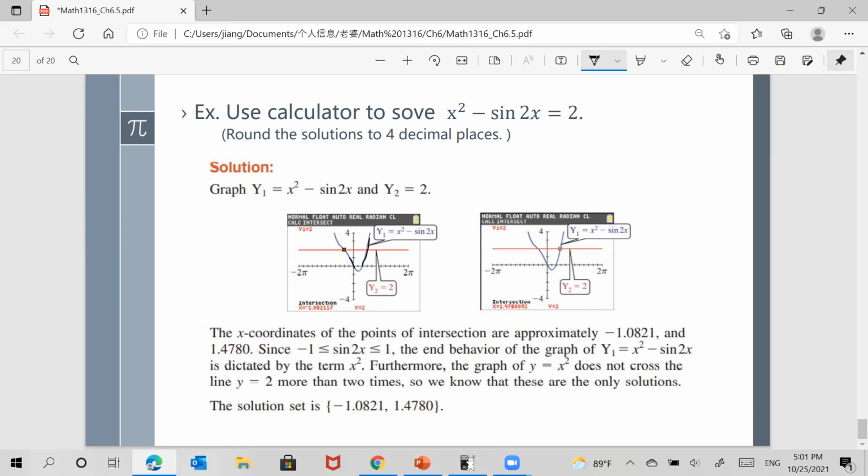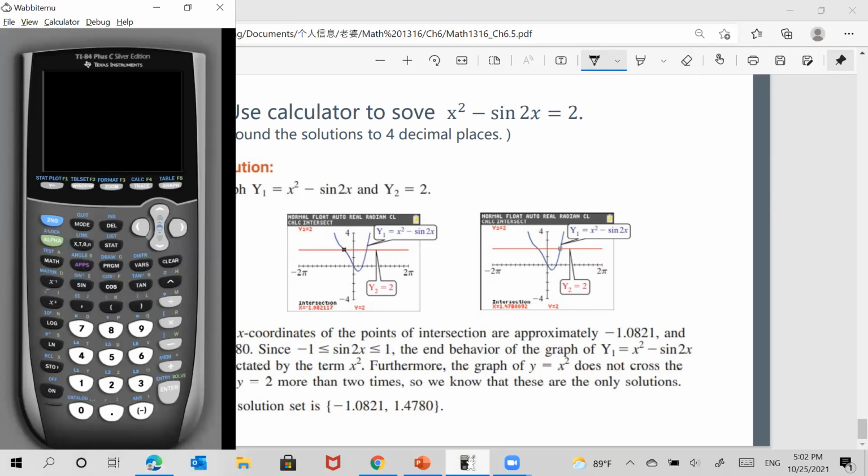The blue line is the function x squared minus sine 2x, and the red line is 2. We're looking for the intersection for the x value. So I want to find the x value for this intercept. X value for this intercept. How to use the calculator to find these two intercepts.